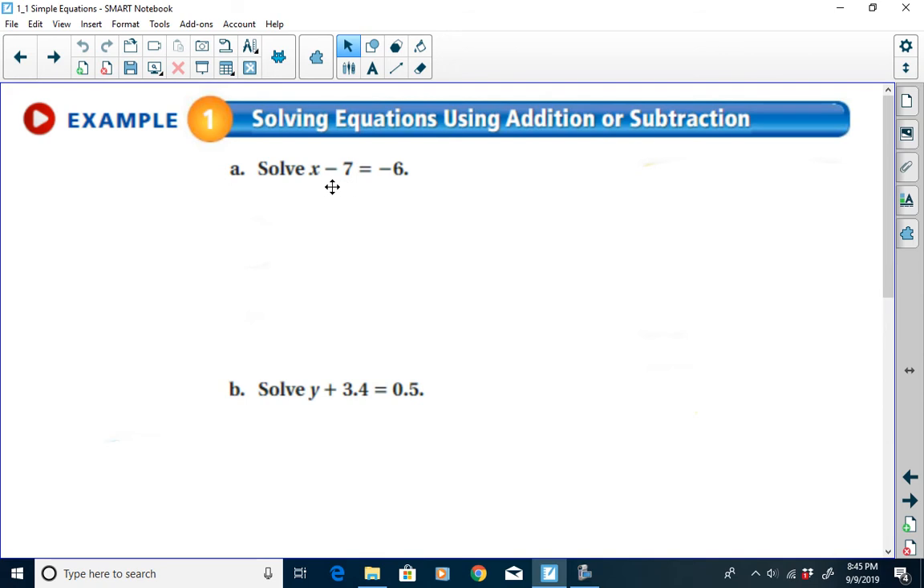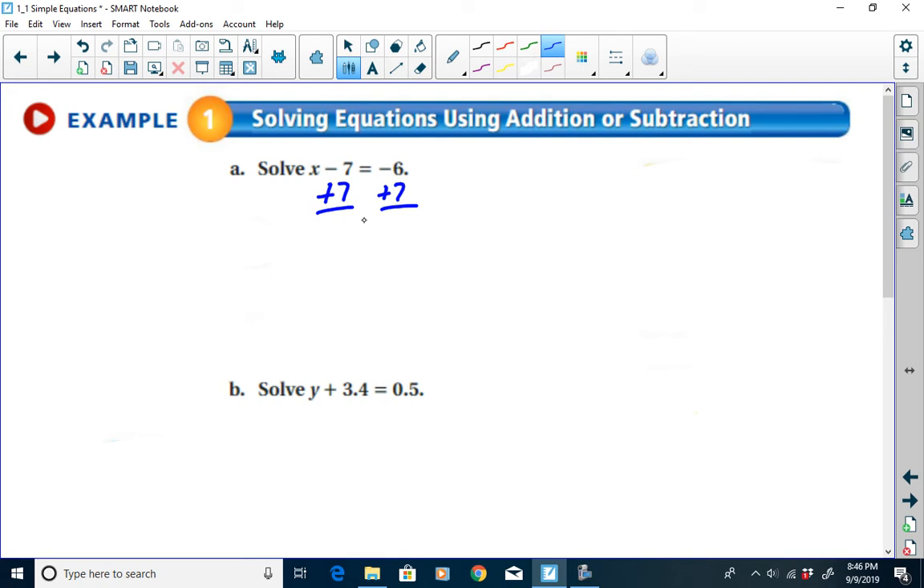It says some number when you take away 7 is equal to -6. Anytime we're solving equations, I always like for my students to identify the operation. So I see subtraction. Because I only see one operation, it's a one-step equation. So we are one step from the solution. The inverse operation of subtraction is addition.